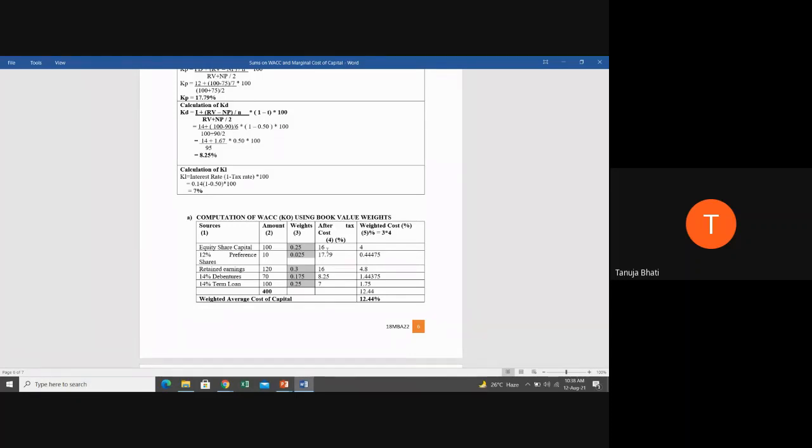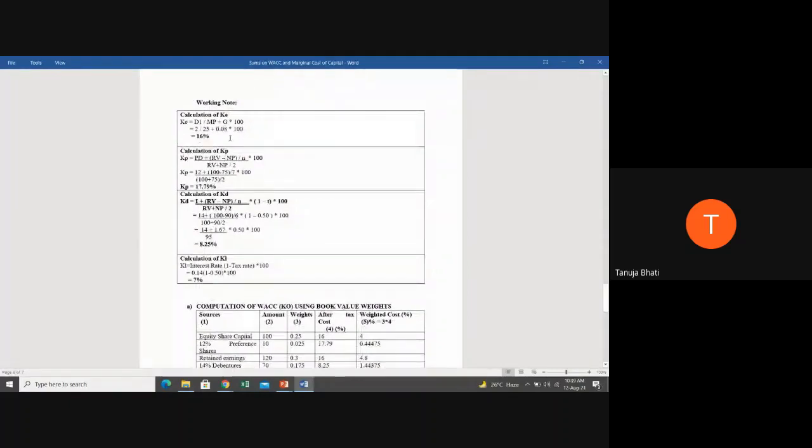Share of each source in the total amount. Proportion of each source of capital in the total capital. That is simple. You have to divide the amount of preference capital by the total capital, then retained earnings divided by the total capital, debentures divided by total capital, and term loan divided by total capital. You work out the weights, then you write the after tax cost.